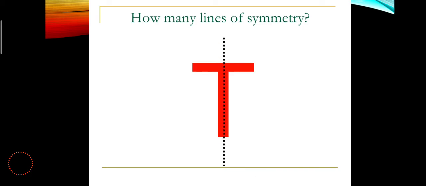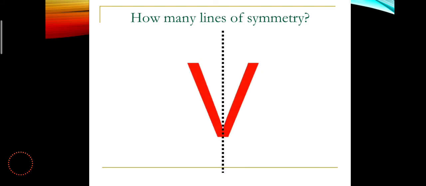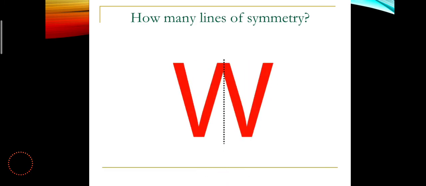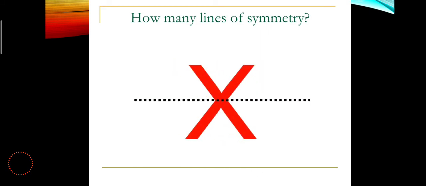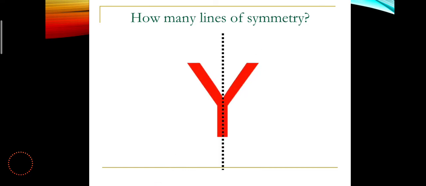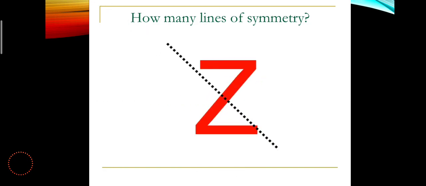See, S has no line of symmetry. Vertically possible for T, yes, one line of symmetry. U also possible on one side, one line of symmetry. For V, yes, one line of symmetry. For W, yes, one line of symmetry. For X, it is possible. See, this horizontal also possible, vertical also possible, then this also possible, diagonal wise. Always possible. How many lines of symmetry? 4. Look at Y. Only one possible, one line of symmetry. For Z, we tried all 4 ways, not possible, so Z has no line of symmetry.